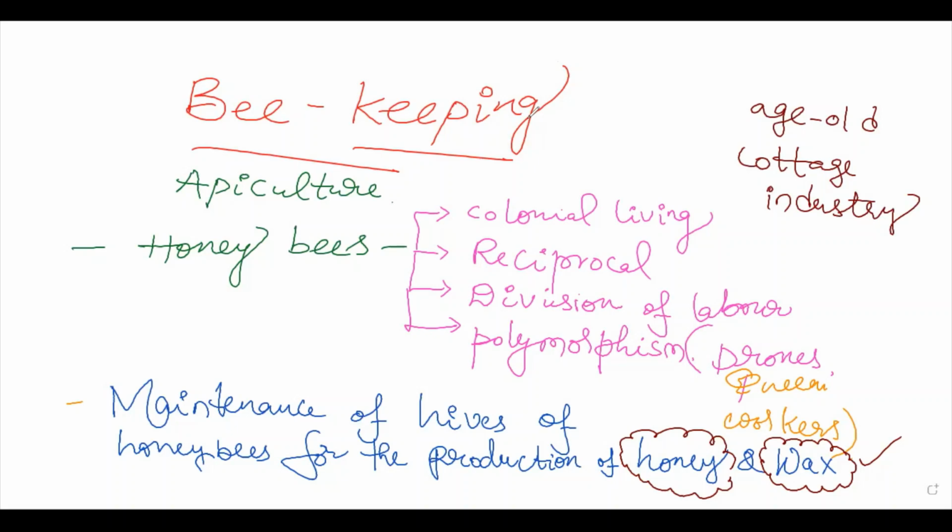The honeybees which are used in beekeeping are mainly of two types of species. One is the Indian species, another one is the foreign species, which is economically more important. That's why foreign species are also used in beekeeping, as we'll see here.